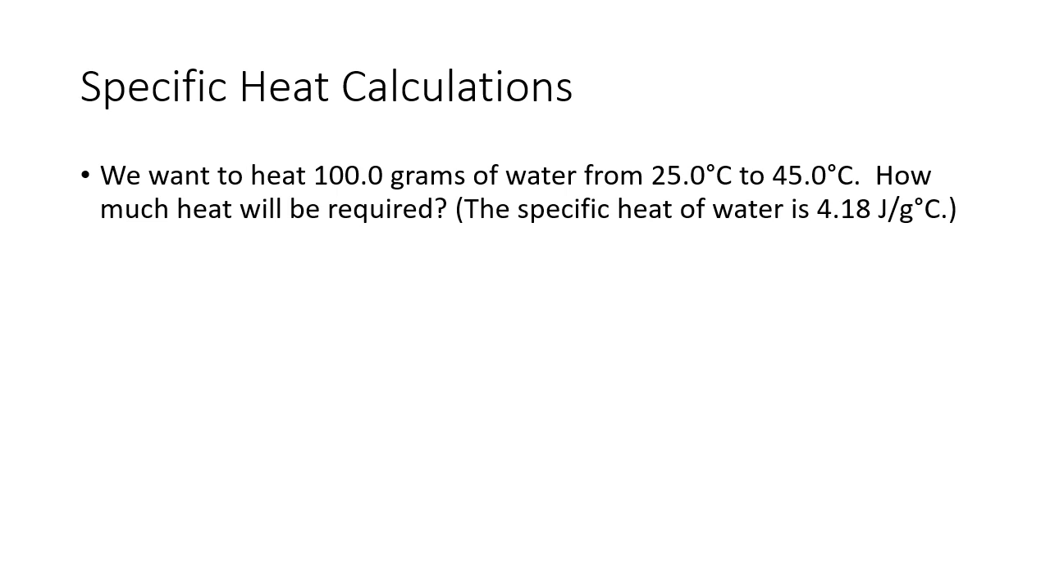We want to heat 100 grams of water from 25 degrees Celsius to 45 degrees Celsius. How much heat will be required? I'm indicating here that the specific heat of water is 4.18 joules per gram degree Celsius. In this case, the equation that we're going to use is Q equals ms delta T. If it helps, write out the words instead of the letters, because sometimes the difficulty is identifying what the letters mean in relation to the words.